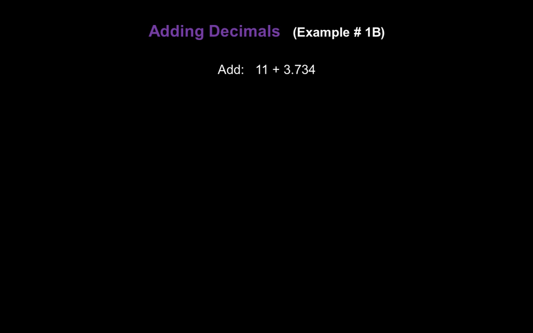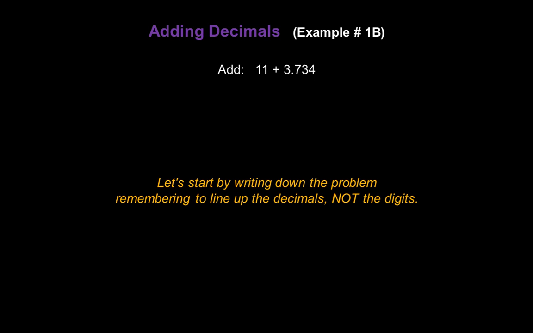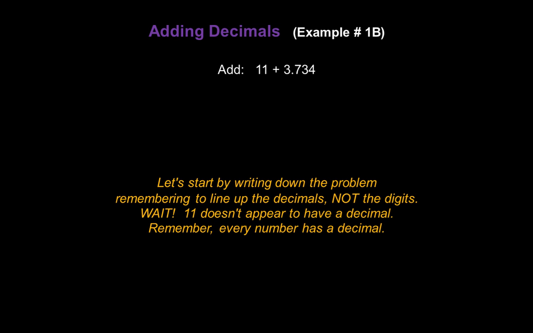Now let's add 11 and 3.734 together. Now let's start by writing down the problem, remembering to line up the decimals and not the digits. We'll start to write this down, but oh wait, 11 doesn't appear to have a decimal. How am I going to line up the decimals? Well, remember, every number does in fact have a decimal. So if you don't see one, you place one at the end of the number. So now we can line up our decimals.